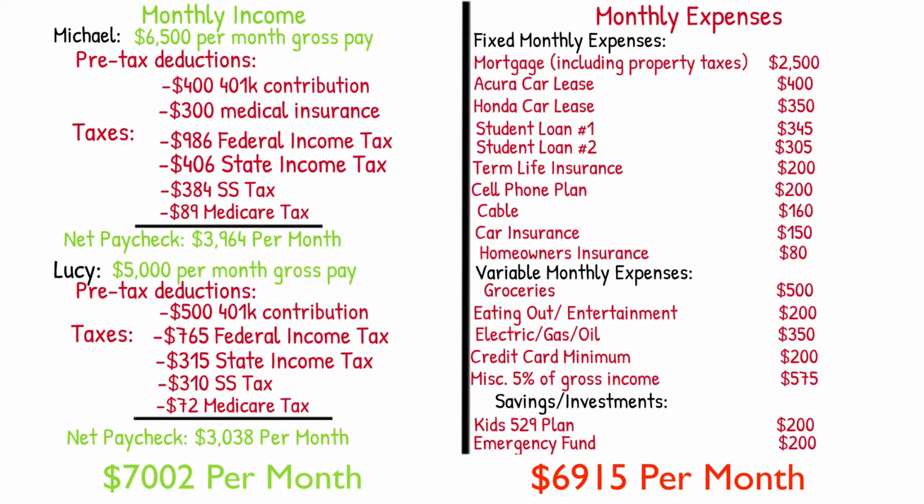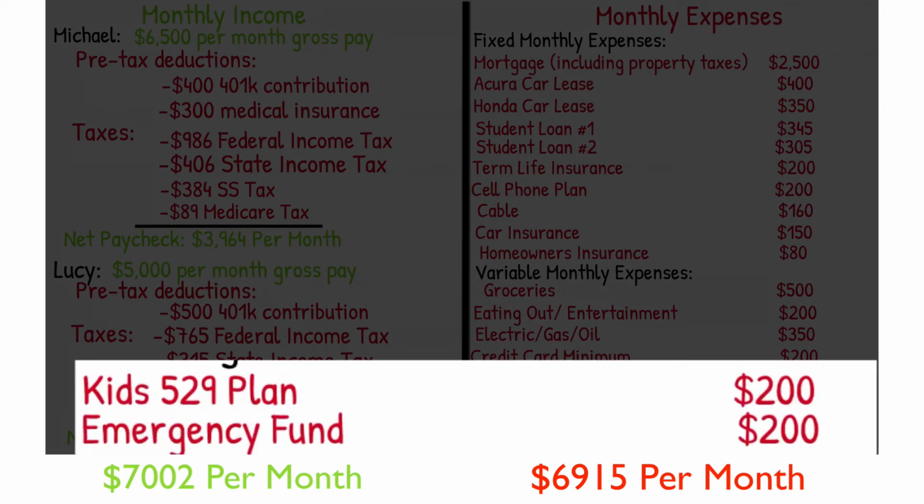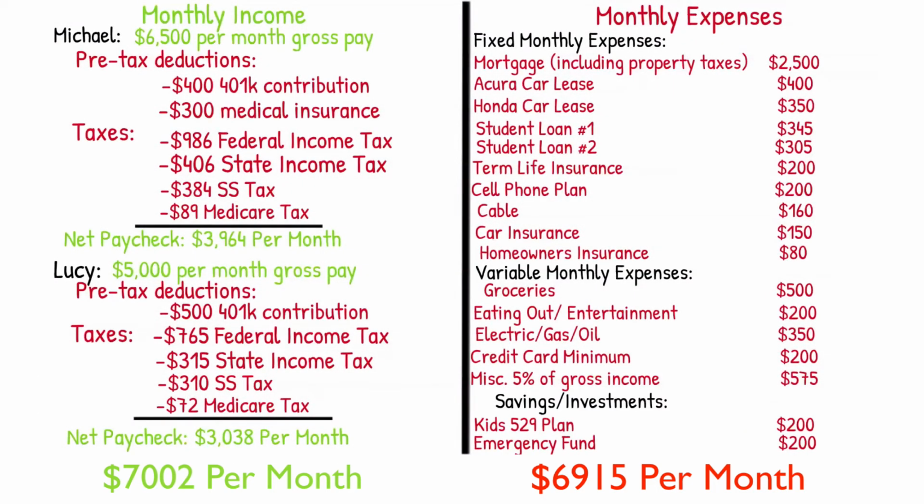So you might ask, well, where are we going to get the extra money to start paying these things off? So in this situation, I would no doubt recommend that they stop contributing to the 529 plan and to the emergency fund. So that's $400 right off the bat that we would turn around and start paying directly to that credit card. Then the next thing that I would recommend that they do is for the 401k contributions.